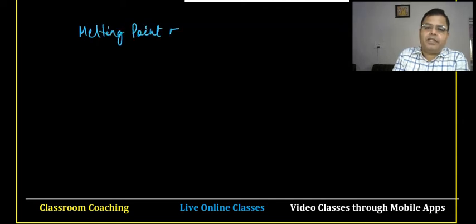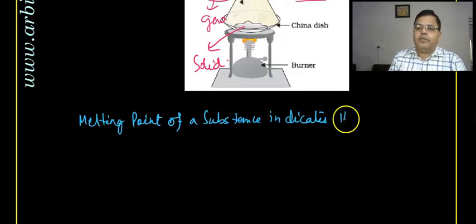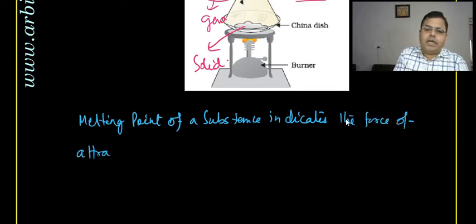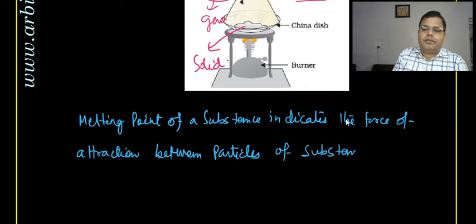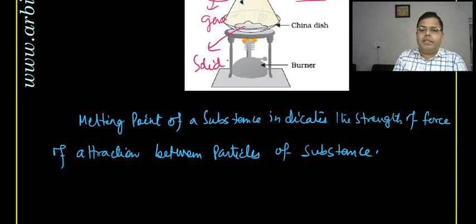Melting point of a substance indicates the strength of the force of attraction between the particles of the substance. Since different substances are made of different types of particles, and their forces of attraction are different, that is why the melting points of different substances are different.